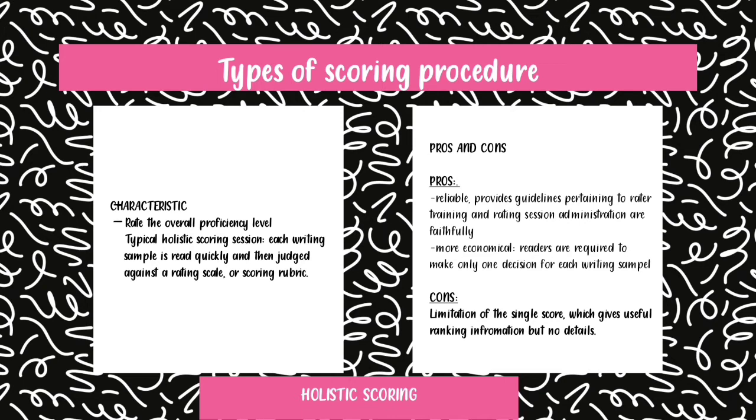Pros and cons of holistic scoring. The first one is pros of holistic scoring. Holistic scoring is reliable, provides guidelines pertaining to reader training, and rating session administration is faithful. Holistic scoring is also more economical. It means readers are required to make only one decision for each writing sample. And about cons of holistic scoring. Holistic scoring has the limitation of a single score, which gives usable ranking information but not details.